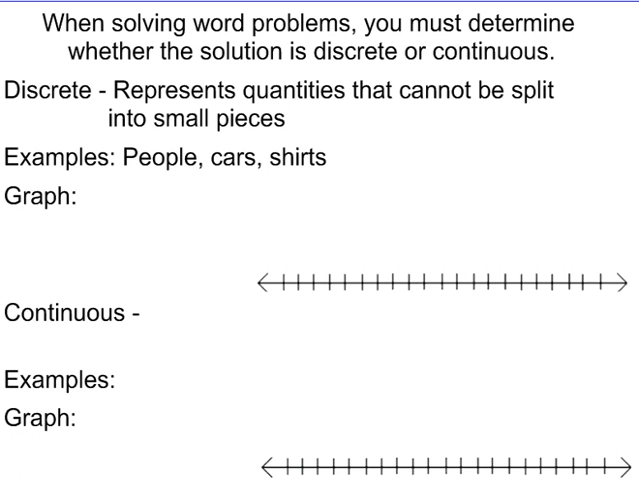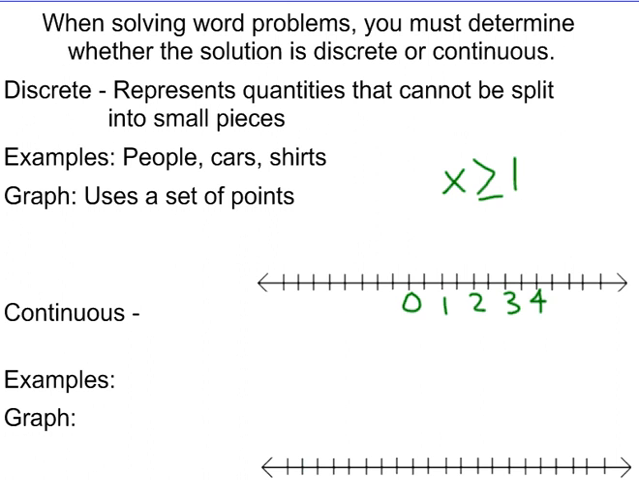When you are graphing something that is discrete, your graph will look a little bit different than the ones we've just done. Instead of using an arrow, you're going to use a set of points. So if I sketch out maybe the graph of x is greater than or equal to 1, and I number a few of these points, we'll include some negatives. Then I'm going to put a solid filled in dot at each of those points that represents an answer.